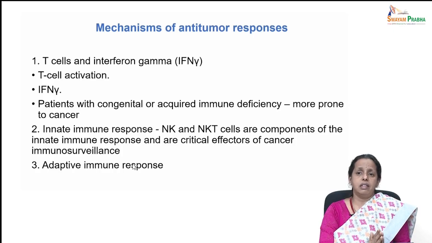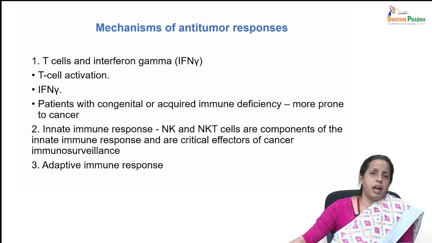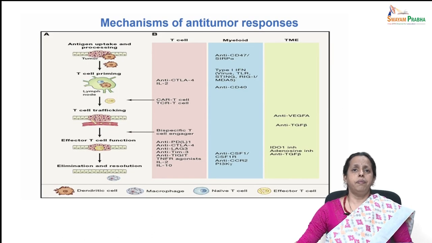Go back to your immunology classes, where we know how these antigens are processed by dendritic cells, which will facilitate the killing of tumor cells, directly or indirectly through your IFN gamma. This is a very important mechanism.